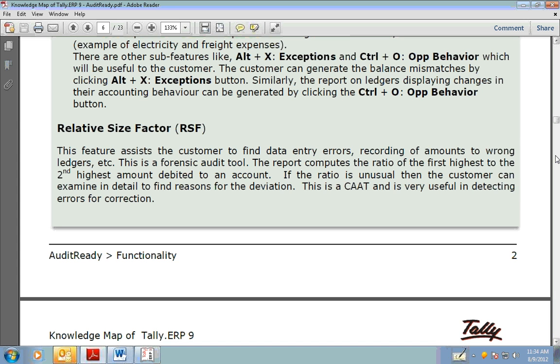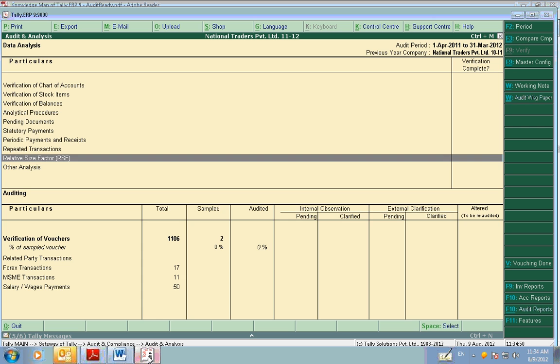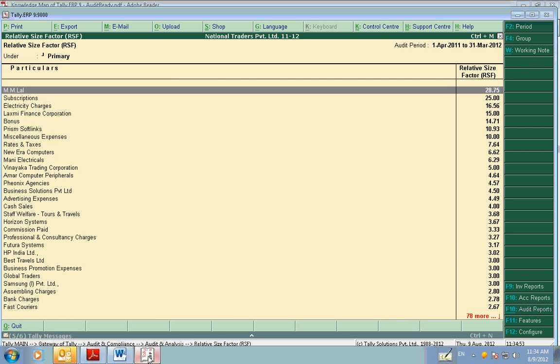So here we have the explanation. Relative size factor: this feature allows the customer to find data entry errors, and recording of accounts to wrong ledgers. So this is a forensic audit tool. The report computes the ratio of the first highest to the second highest amount debited to an account. So it's the range for detecting errors for correction. Right? So now let us drill down to this data entry and check what exactly this particular relative size factor is. Here we can drill down to any of these options.